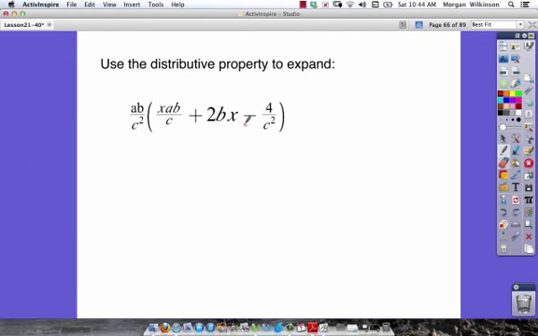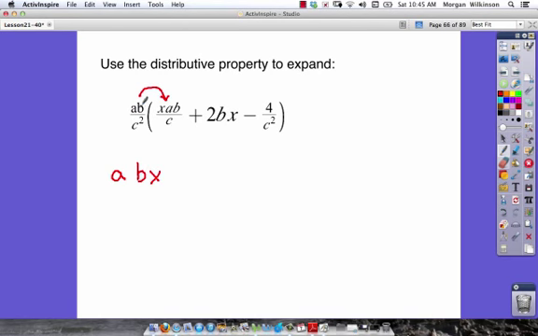We'll use red again. Okay, we want to use the distributive property to expand. Let's go ahead and do that. We're going to multiply. Well, let's just multiply through the numerators first. We're going to get AB times x. So that's going to be A, B, x.